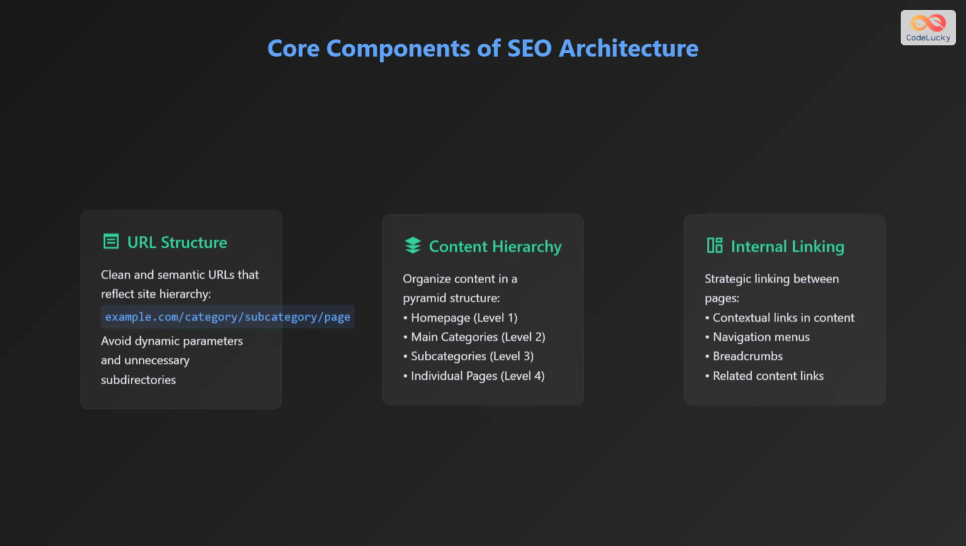Second is the content hierarchy. Organize content in a pyramid structure, starting with the homepage at level 1, main categories at level 2, subcategories at level 3, and individual pages at level 4. Finally, strategic internal linking between pages can be achieved through contextual links in content, navigation menus, breadcrumbs, and related content links.